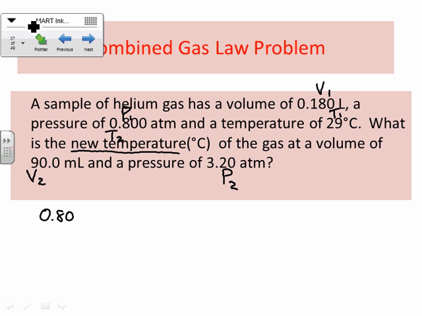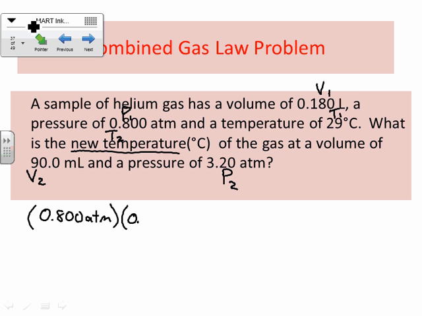So 0.800 atm, that's P1, times our V1. Now, we've already started it this way, so I'll just keep doing it this way. Really, if I was going to do this over, this is 90 milliliters, your V2, and then your V1 is in liters. So probably the easiest thing to do would be to change the liters to milliliters by multiplying by 1,000. But since we already did it the other way, we'll just keep it the way that it is.